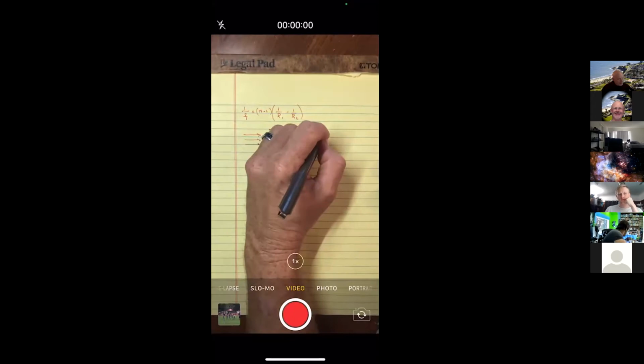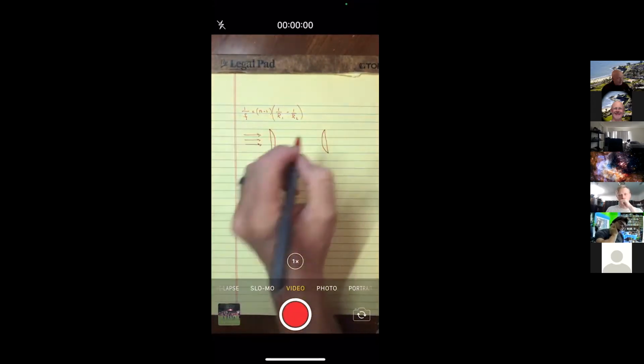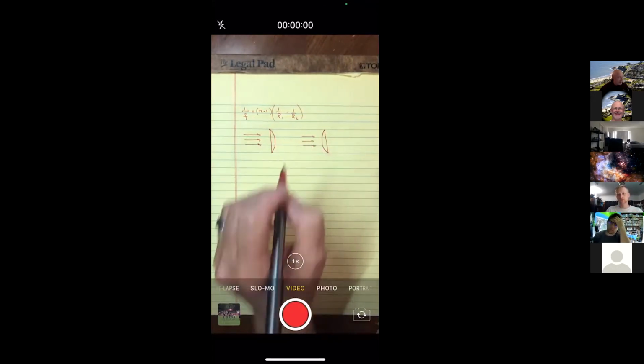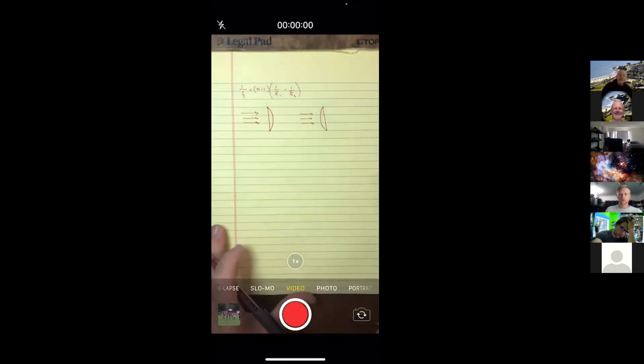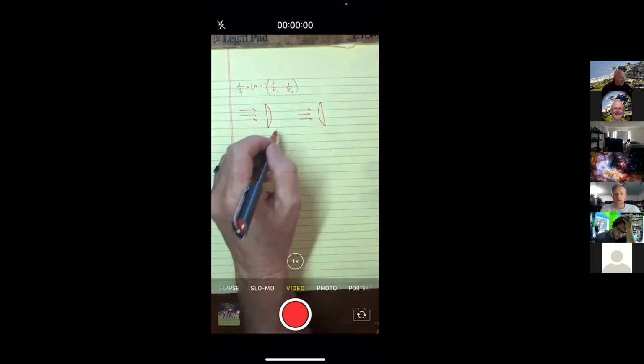Because you keep that in mind. You may be wondering, do you set up the lens so that it hits the plane first or it hits the convex first? And it doesn't matter. It comes out to be the same focal point. So I'll just calculate it this way.